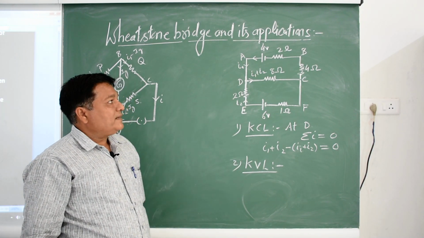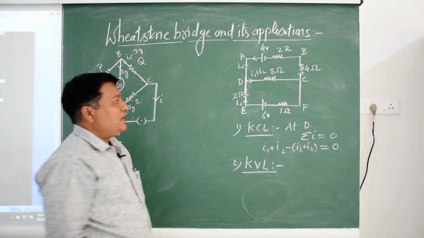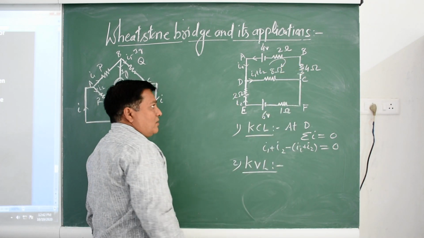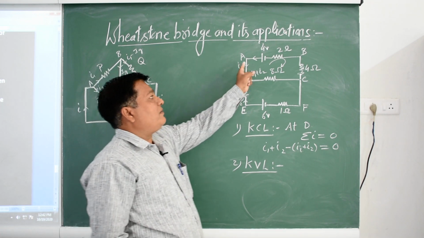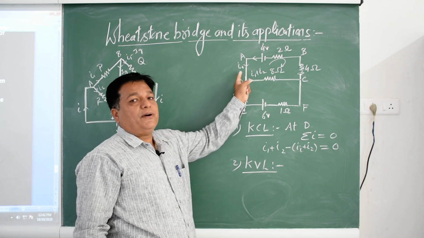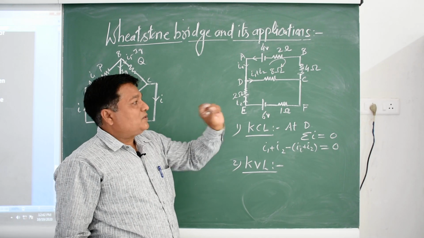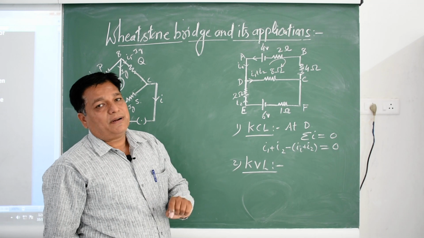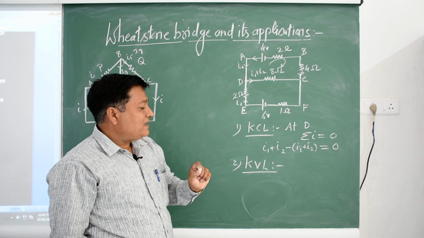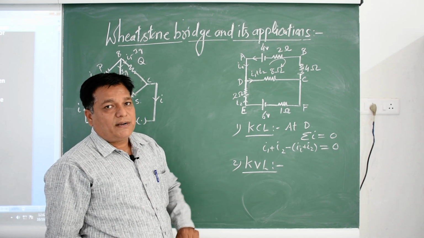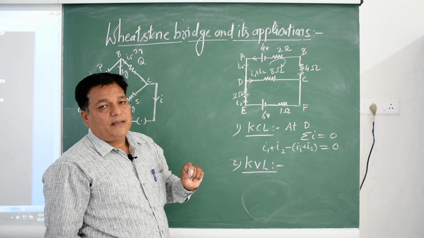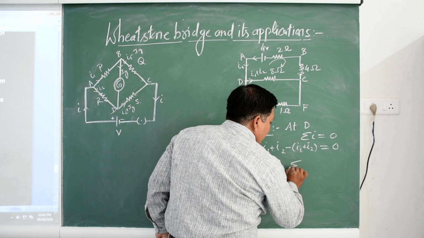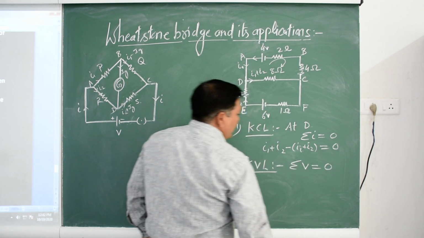The next rule is Kirchhoff's voltage rule. It says that if we consider any closed loop, meaning we start moving from a particular point and reach the same point again, it is a closed loop. The sum of the potential differences across the circuit elements is equal to 0. So in a closed loop the sum of voltages is equal to 0.